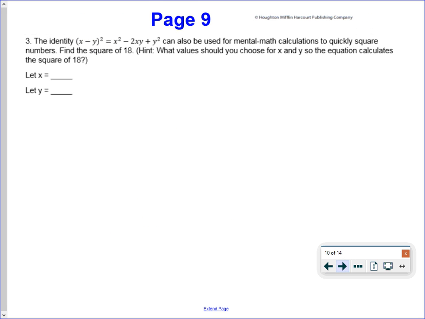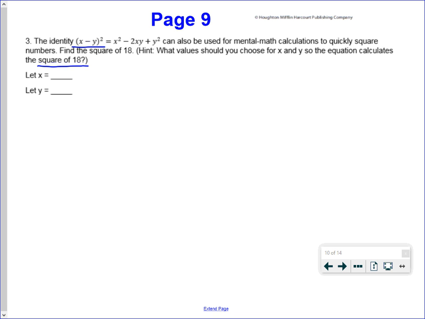All right, let's go on and do our last identity. We have x minus y squared. That equals x squared minus 2xy plus y squared. That's our other perfect square identity, but with a negative for our middle term instead of a positive. And we're going to use this to help us find the square of 18, or 18 squared. So very similar to number 1, we're going to choose an x and a y term that on the left side gives us 18, and at the same time is easy for us to square.